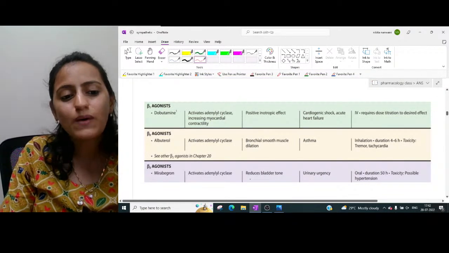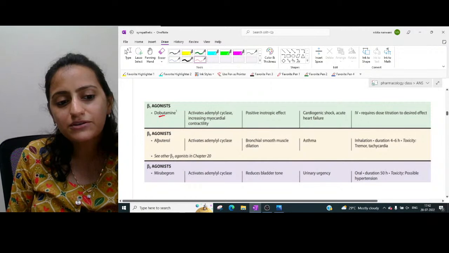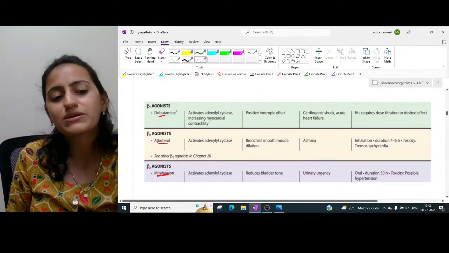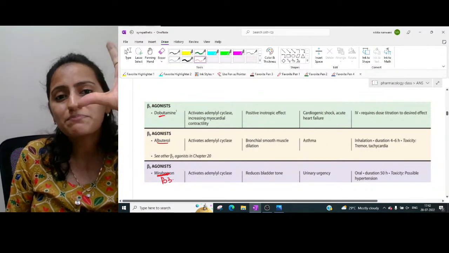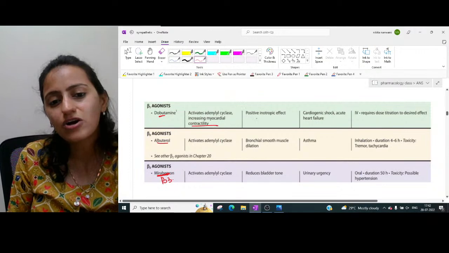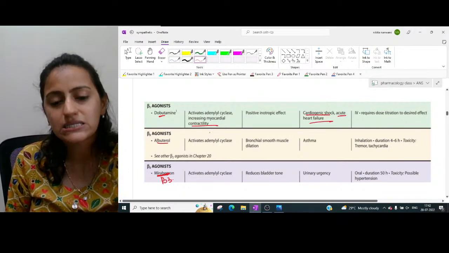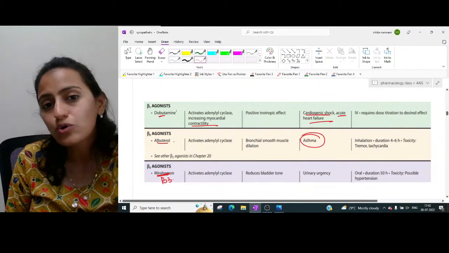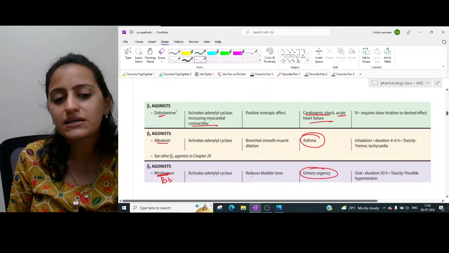Coming to beta agonist, dobutamine beta 1, beta 2 is albuterol, we have salbutamol वगैरह, and beta 3 is mirabegron, right? Beta 3 is mirabegron. Dobutamine beta 1 in the heart increases the contractility, so used in cardiogenic shock and acute heart failure. This is used in asthma, beta 2 agonist. It is used as tocolytic also, okay? And beta 3, this is used in urinary urgency.